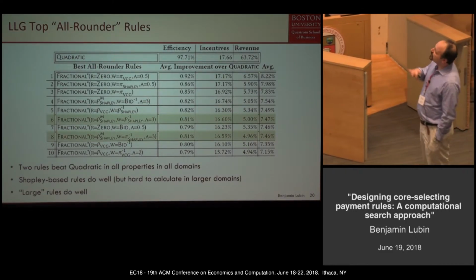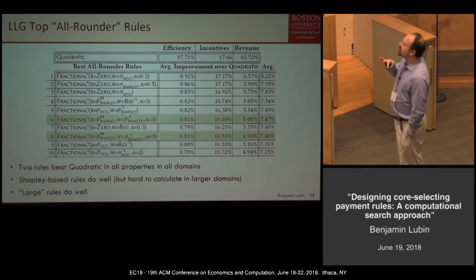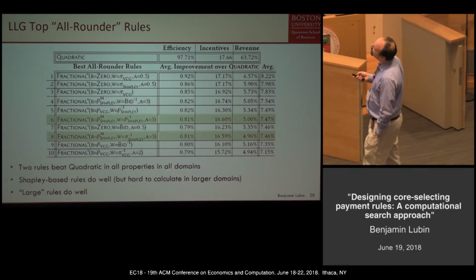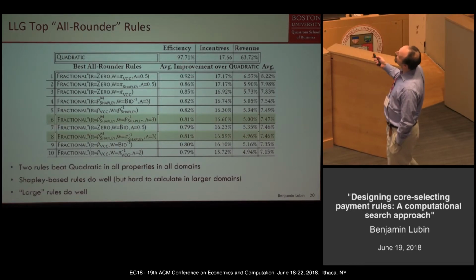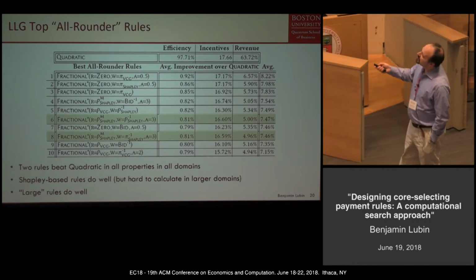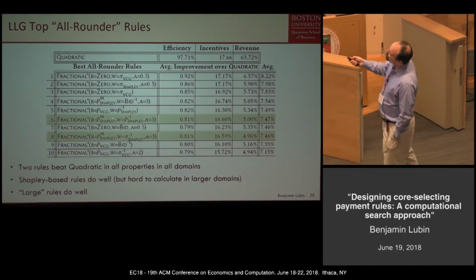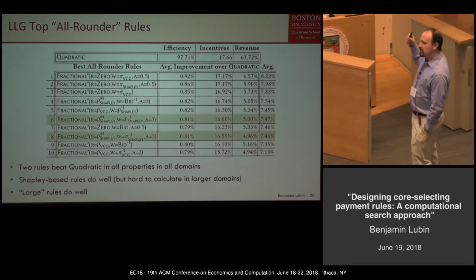If you average the properties of the rules across all of our 29 domains and then sort and put the best rules on top, you get a table that looks like this, and you can see that our top rules are performing very well. For most of these, there's at least a few domains where they don't quite beat quadratic. For the two rules that I've highlighted in green, it beats quadratic on all dimensions and all domains.